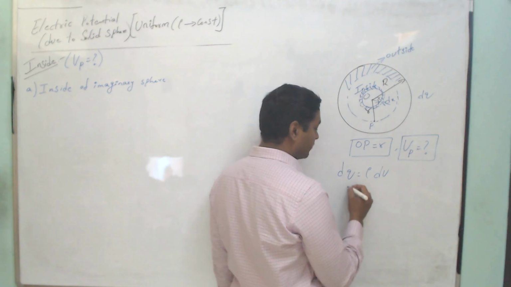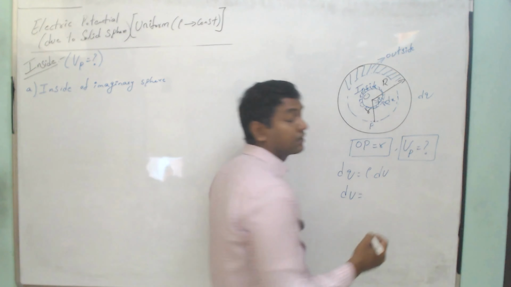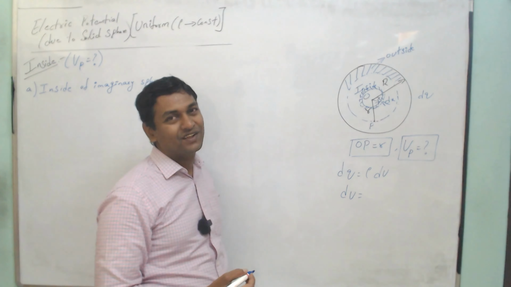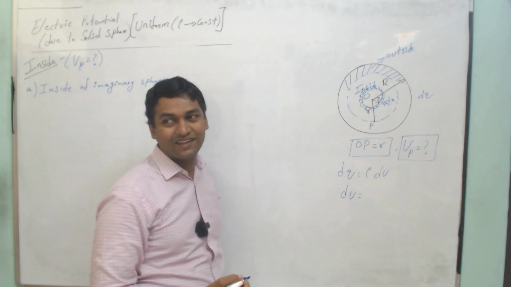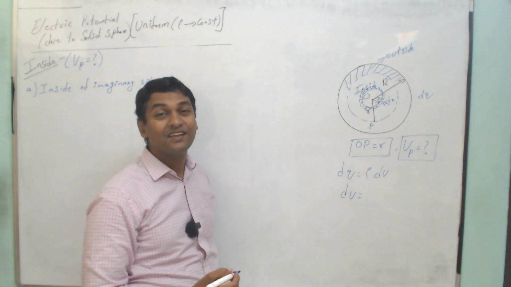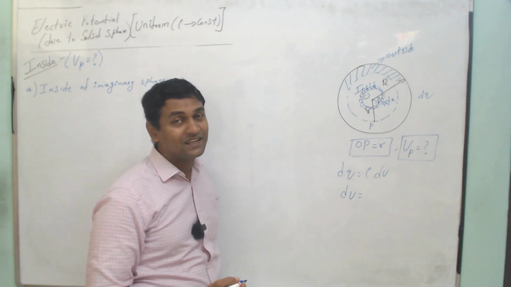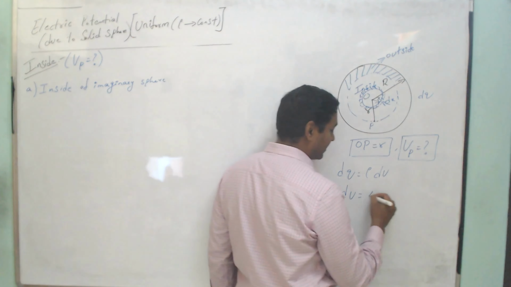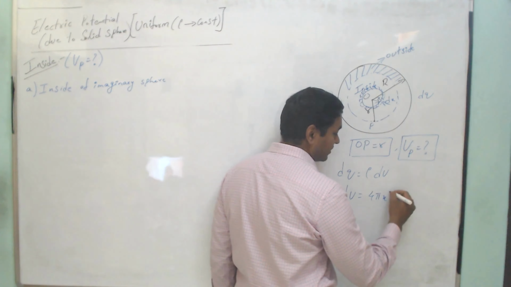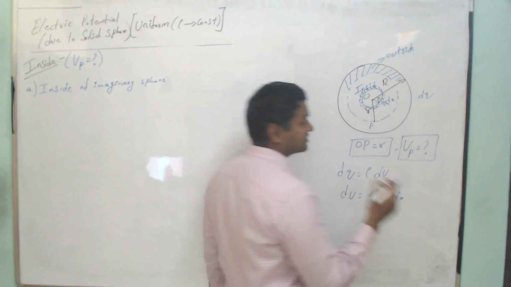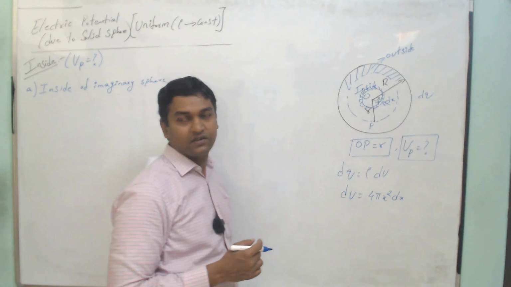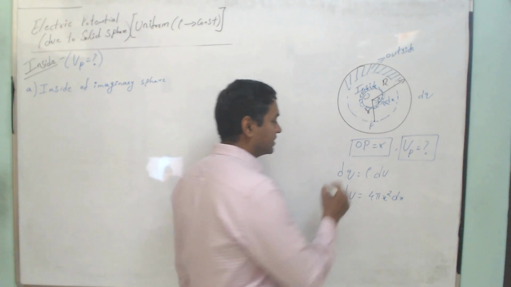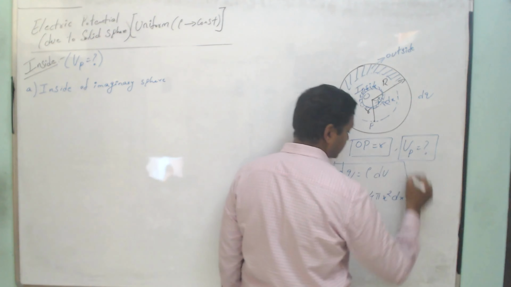And what is my dv? 4 by 3 pi r? No, for the smaller one, no? Then it will be the area into the width. What is the area? 4 pi r square. So here we will have it as 4 pi x square into the width, which is dx. So we know dq now in terms of small x.